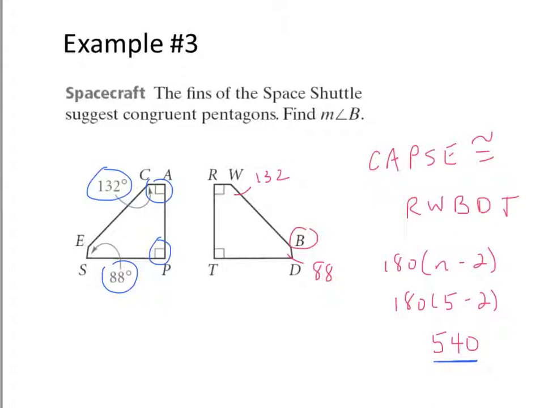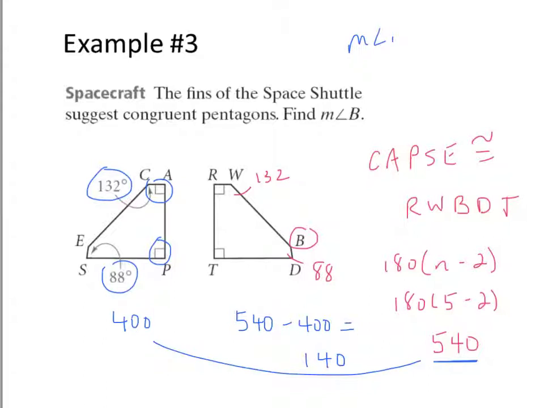When I add 132, 90, 90, and 88, I get 400. Now I have to take that 400 and subtract it from 540, and that will give me my angle. That will give me my measurement of the missing angle. So that measurement of the missing angle is 140. So the measure of angle B equals 140 degrees.